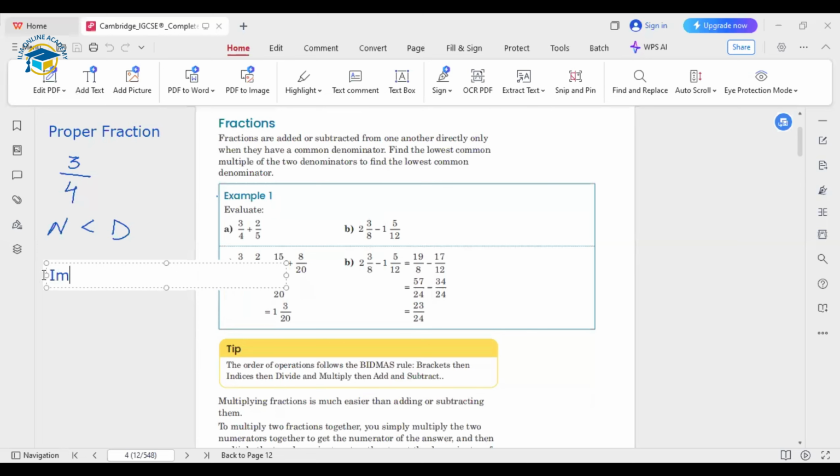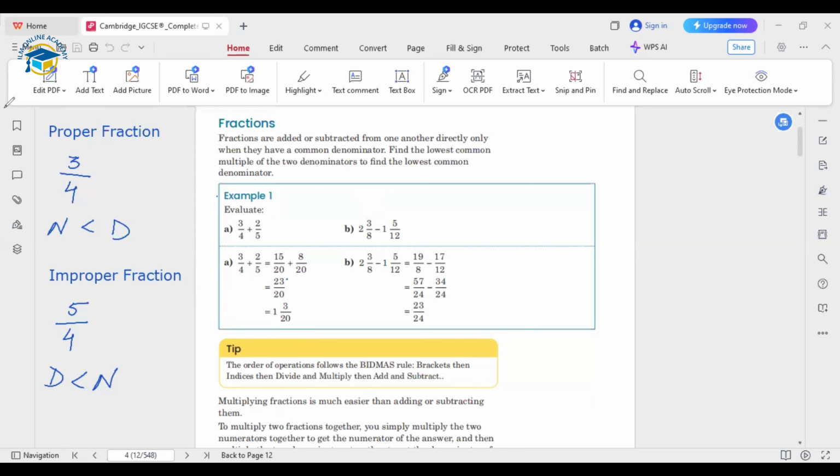Next is the improper fraction. An improper fraction is a fraction in which the numerator is greater than the denominator. So this is a kind of fraction that is improper. The denominator would be less than the numerator. Here the numerator would be the greater one.